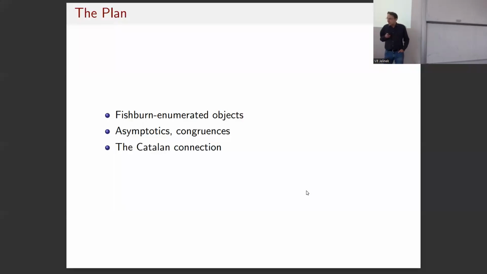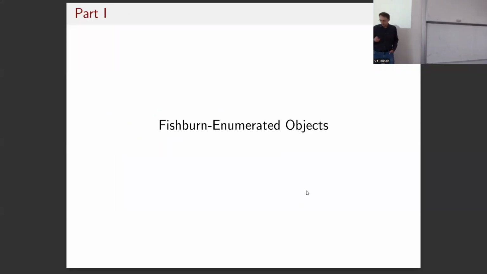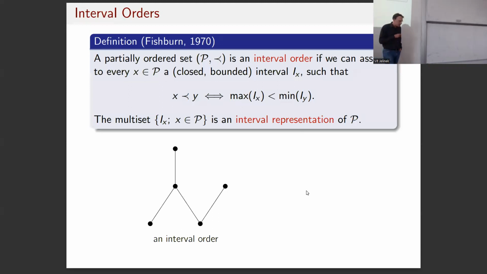And I will begin by explaining what Fishburn numbers are. I don't expect many of you have met them before. I will say something about the asymptotics and congruence properties of those numbers. And finally, and this might be the longest part of the talk, I will be speaking about the connection between Fishburn numbers and their combinatorics and Catalan numbers and their combinatorics. So let me begin with the definitions.